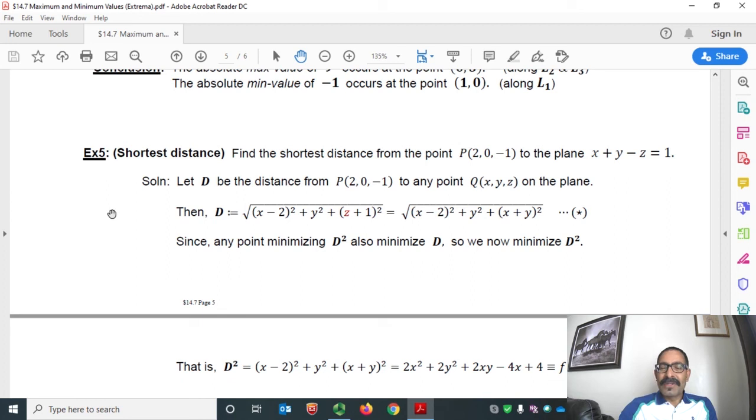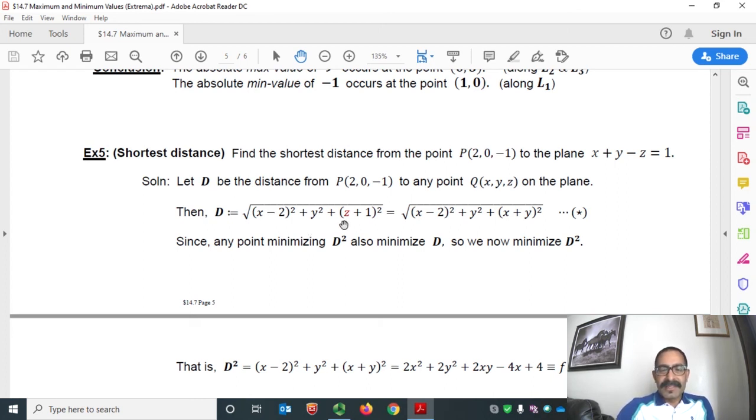So, solution. The idea is we need to first define the distance function, then we need to square the distance function and use SPDT to find the shortest distance, meaning we are minimizing. So let d be the distance from the given point to any arbitrary point q on the plane. Then this is our distance formula, which is the square root of (x2 minus x1) squared plus (y2 minus y1) squared plus (z2 minus z1) squared.